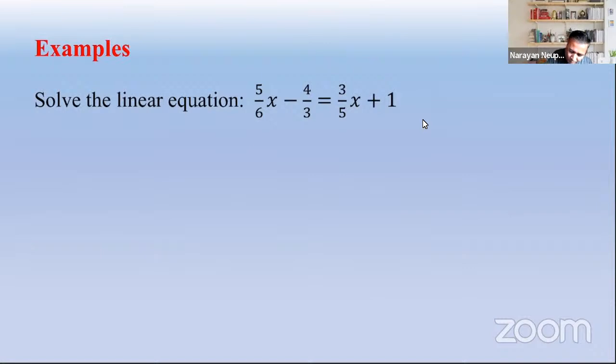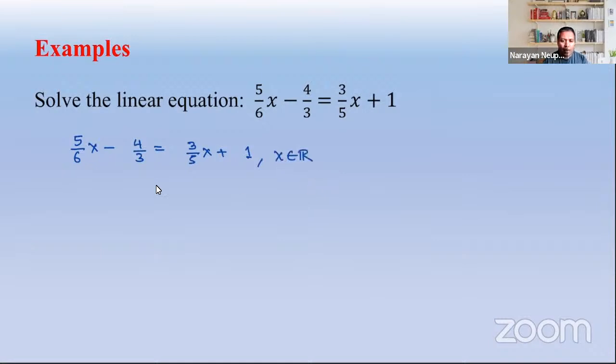So we have 5 over 6 times x minus 4 over 3 equal to 3 over 5 x plus 1. If you look at this equation, it involves fractions. And because in the denominators we have real numbers, x can be any value. So if we want to think of the possible value of x, it can be any real number.